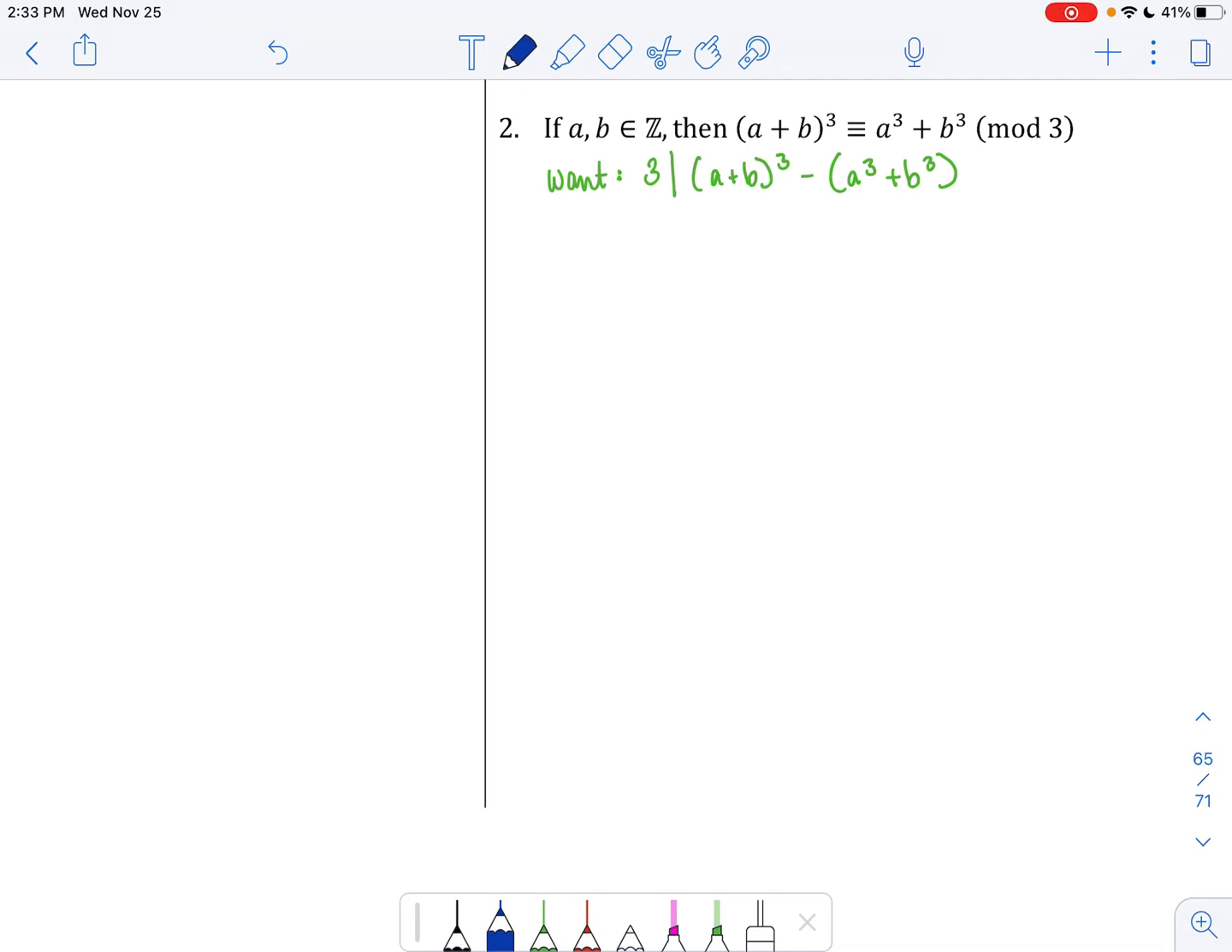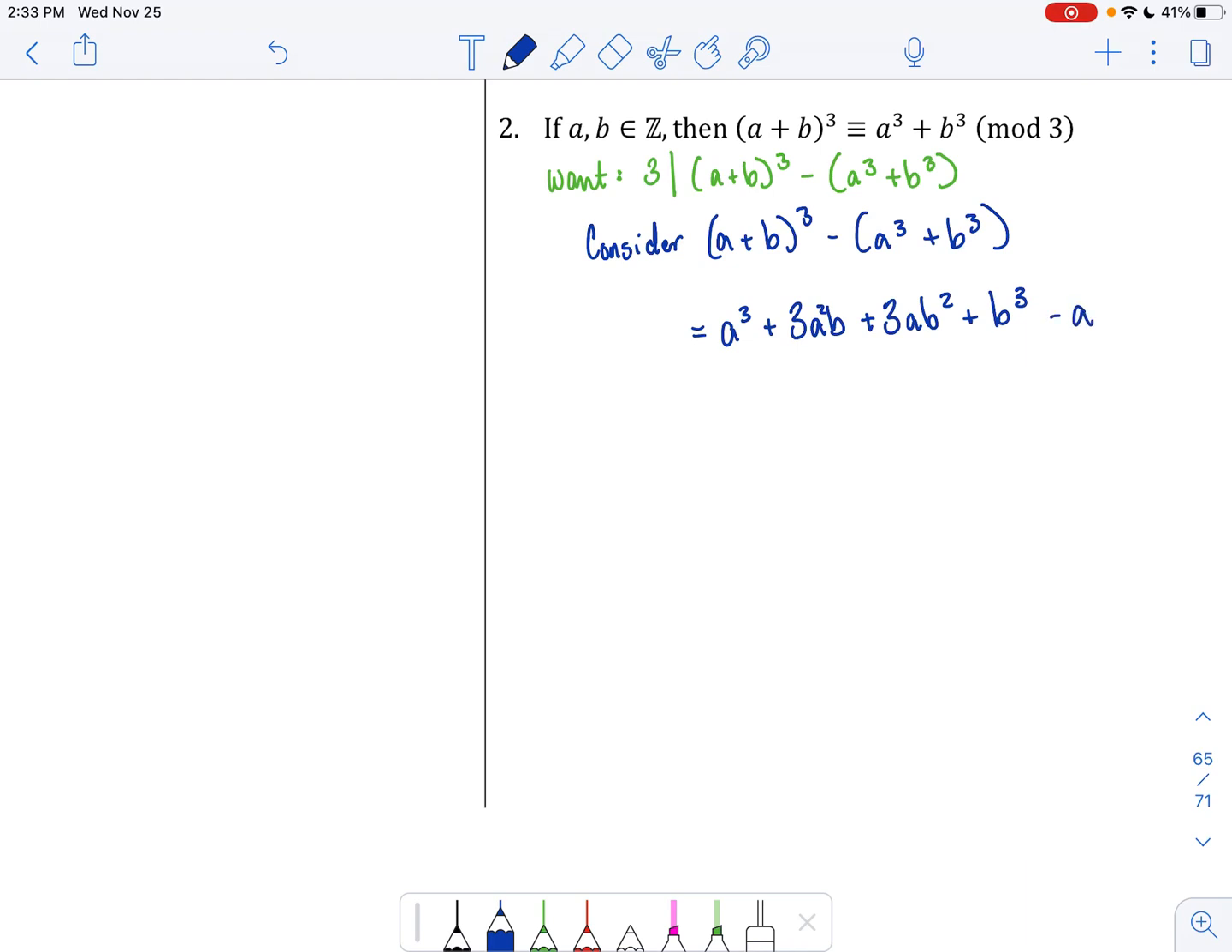Now, we're going to start by considering (a plus b) cubed minus (a cubed plus b cubed). Remember your binomial theorem, that's equal to a cubed plus 3a squared b plus 3ab squared plus b cubed minus a cubed minus b cubed. We can simplify that to 3a squared b plus 3ab squared, which is 3 times (a squared b plus ab squared).